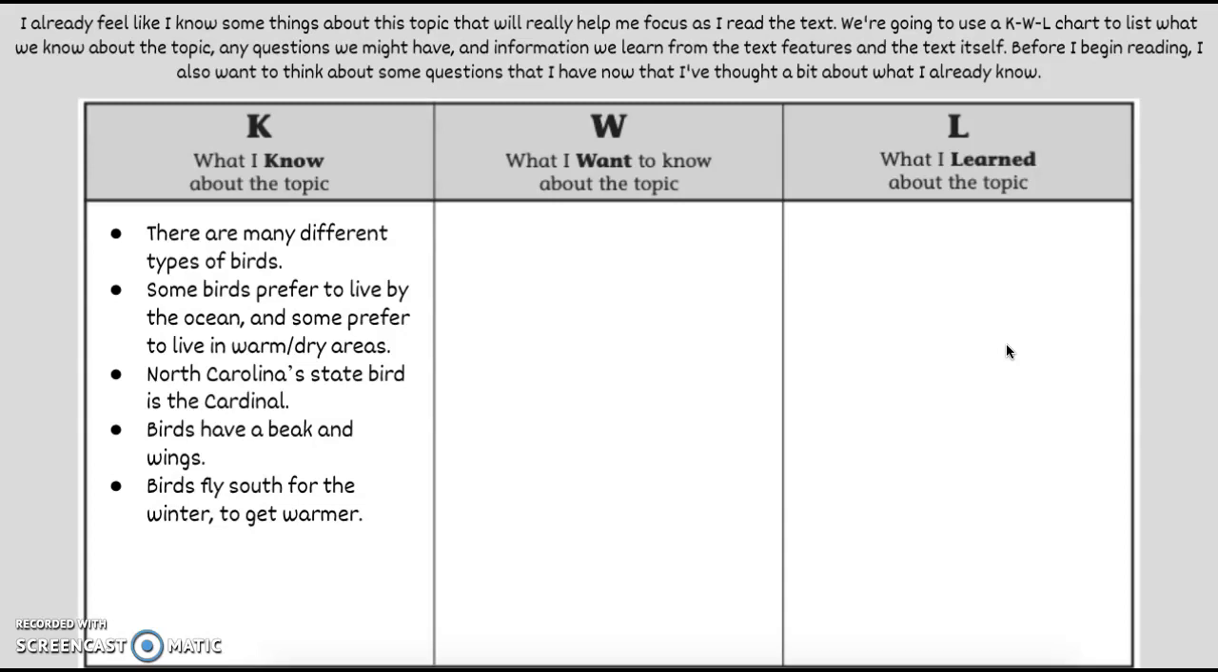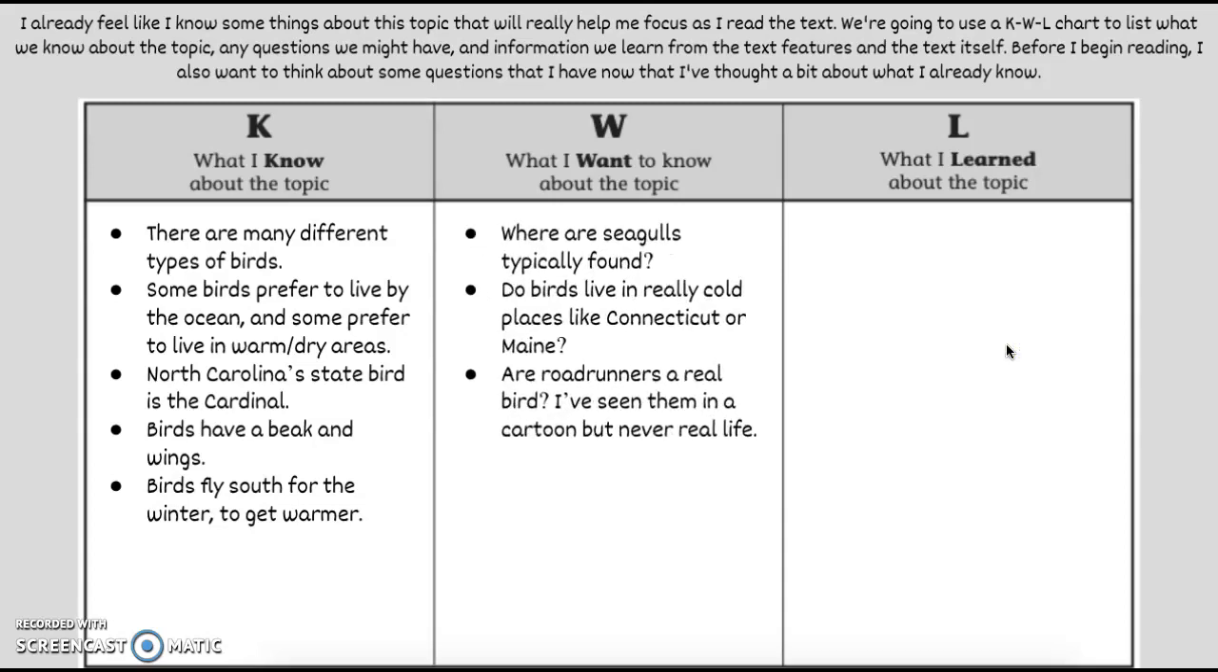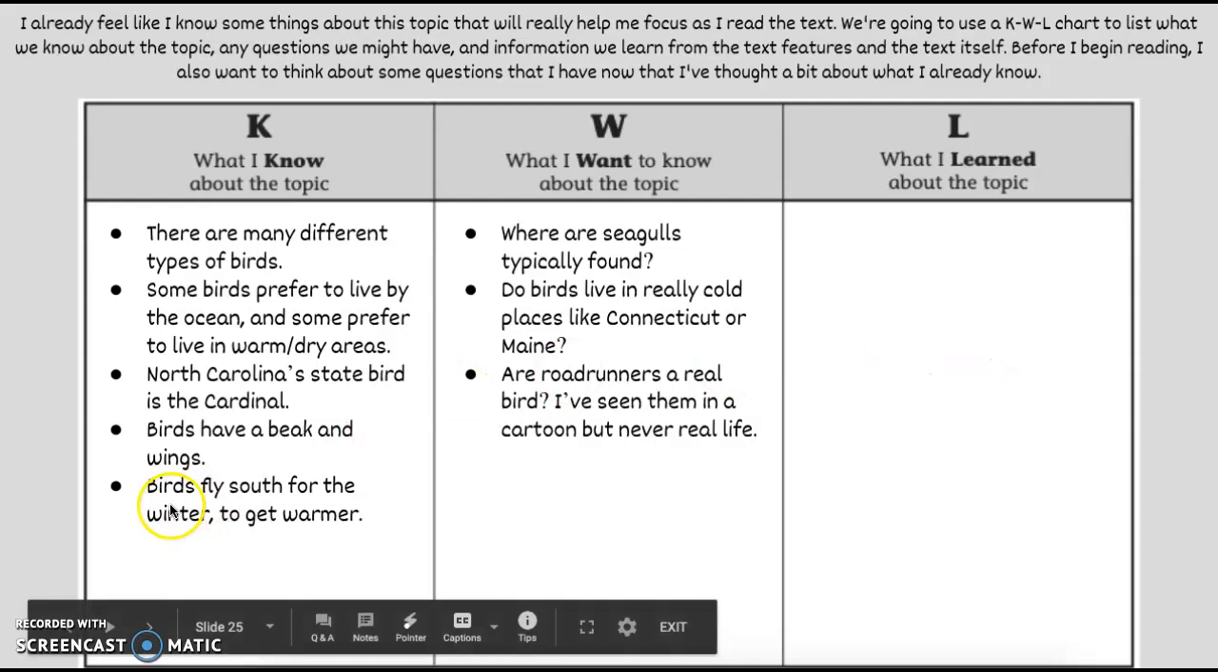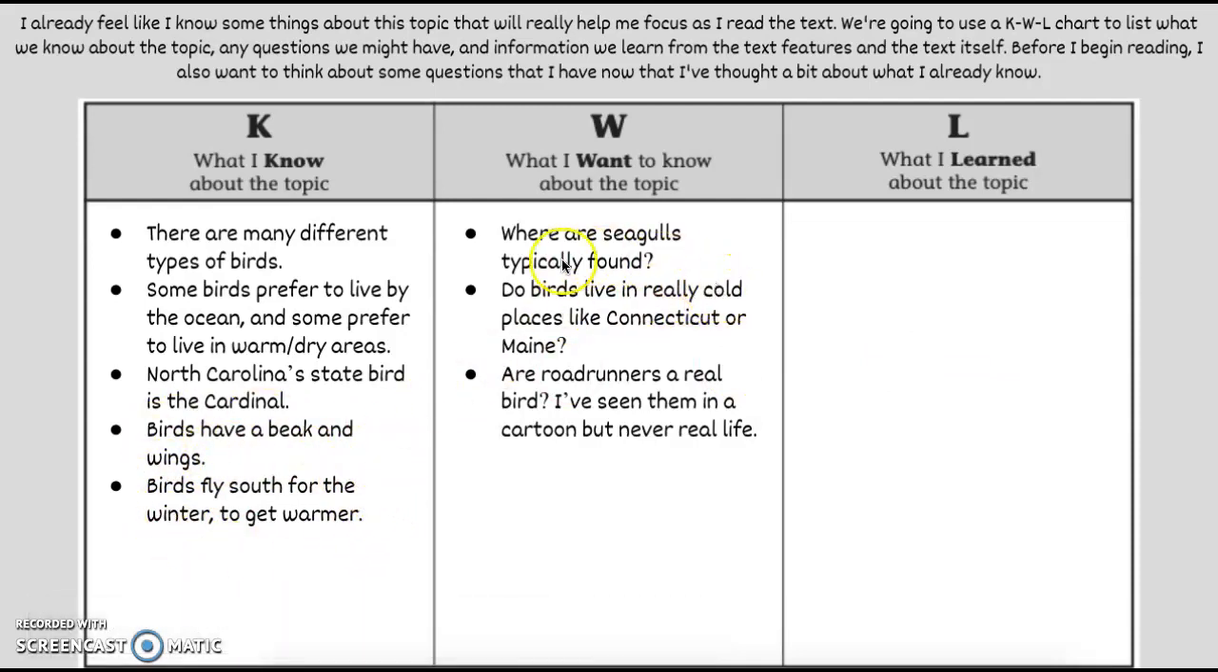So based on what I saw in our text so far and what I already know about birds in the backyard, there are some questions that I'm wondering. I'm wondering, where are seagulls typically found? Where do they typically live? I'm also wondering, do birds live in really cold places like Connecticut or Maine? Because I know that they fly south for the winter to get warmer. So do they even bother living in really cold places like Connecticut or Maine that kind of stay cold all year?